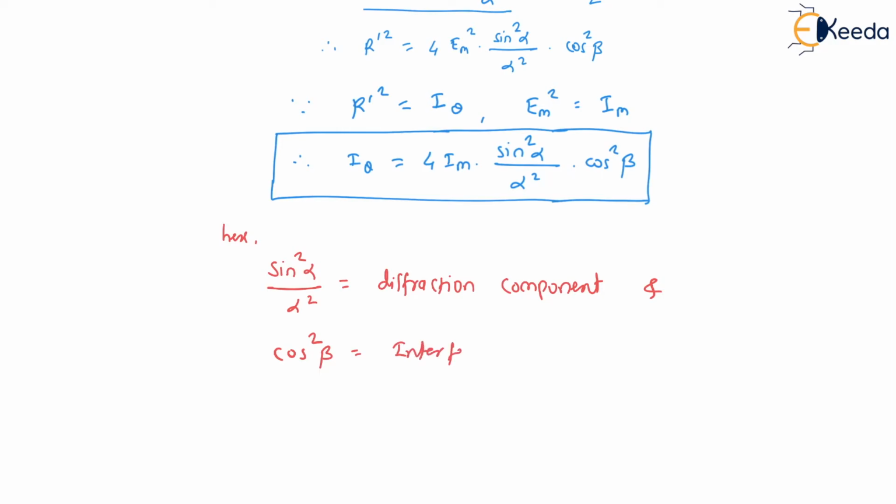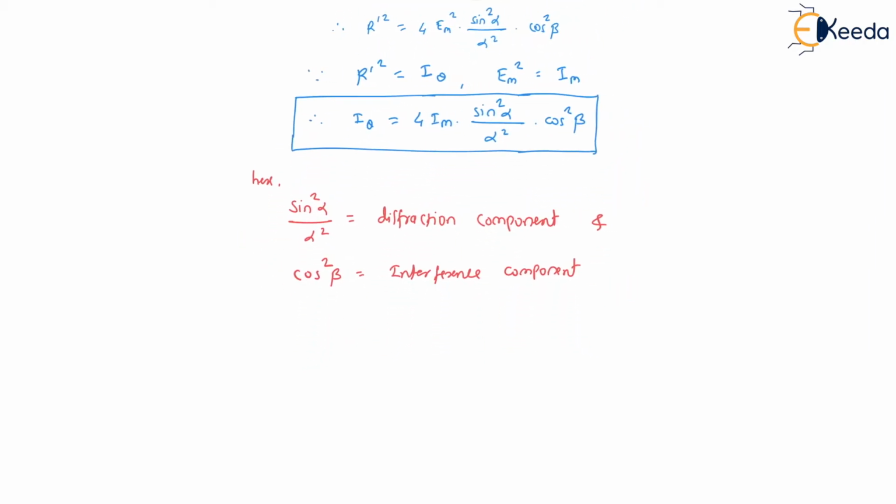So here I'll write interference component. That means the resultant intensity at point P is due to both diffraction and interference components. So both the components will be present in the equation of resultant intensity. No doubt it will affect the interference or diffraction pattern on the screen also. So here we will write again, see. So find the conditions.